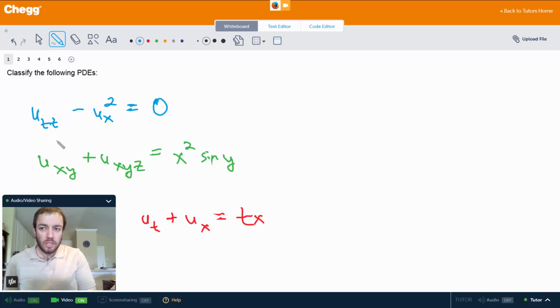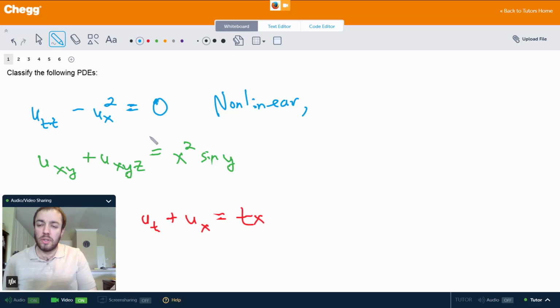So first of all, this first equation here is nonlinear because of this squared here. In order for a PDE to be linear, everything has to be a linear function of u and its derivatives. This is not a linear function of the partial of u with respect to x because we have the squared. So this equation is nonlinear.